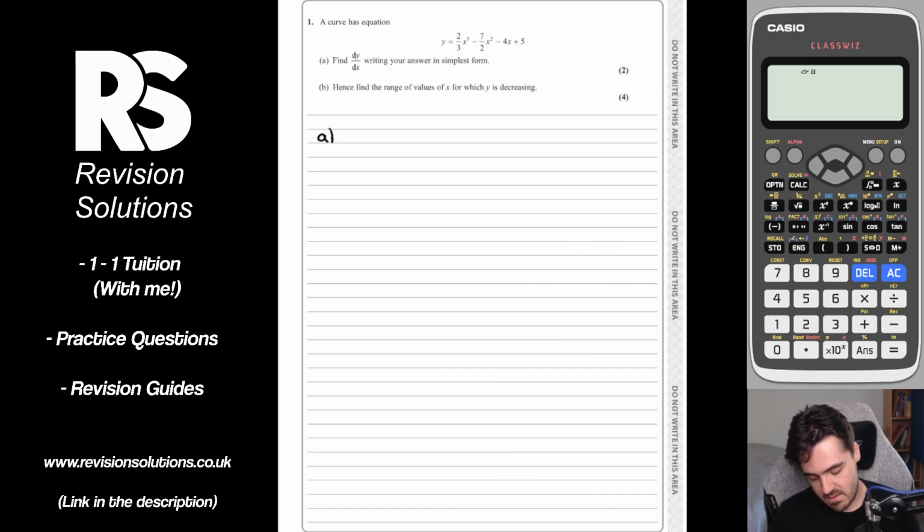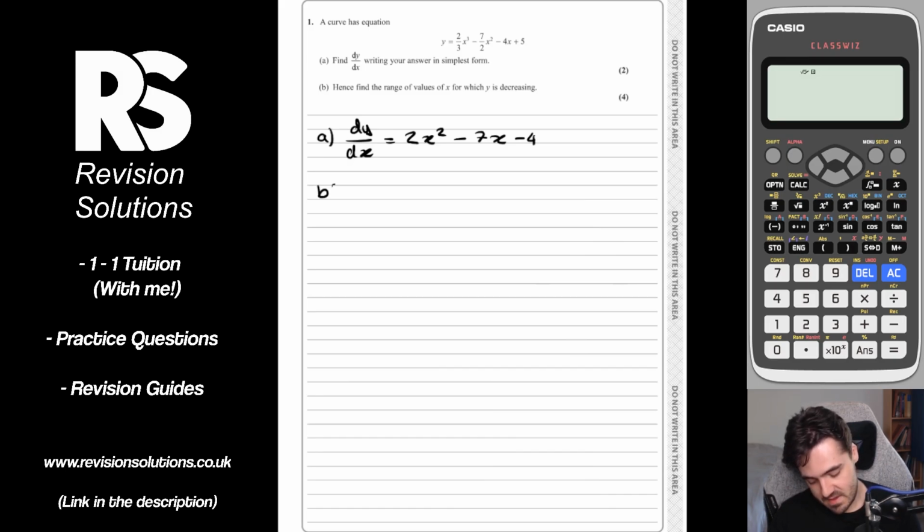So for part A, we're just going to use the power rule to differentiate. So 2/3 times 3 would leave us with 2, and then reduce the power by 1, that leaves us with 2x squared. Then we're going to have 7 over 2 times 2 leaves us with minus 7x, and then minus 4x just leaves us with minus 4, and the 5 differentiates to 0.